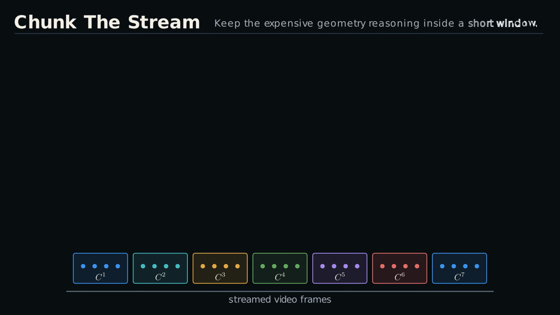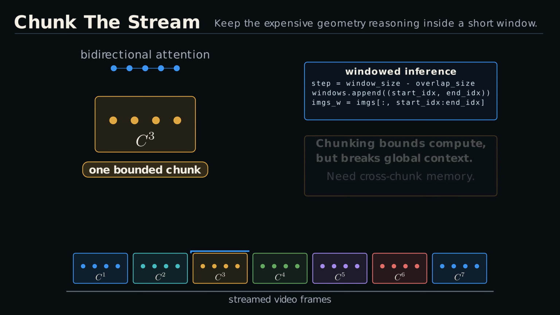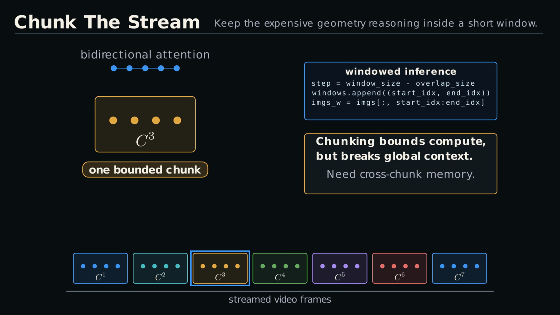The paper's first move is not to make one giant transformer. It slices the stream into chunks. Inside one chunk, bidirectional attention can still do high-quality geometry. Across chunks, the model needs memory.